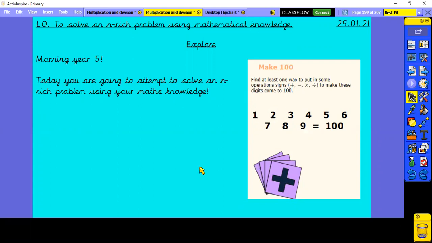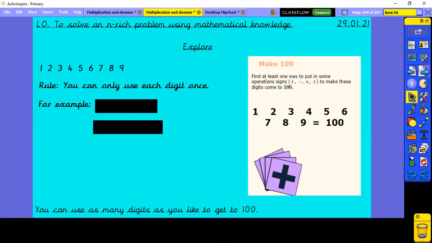Okay, so the NRICH problem you're going to be using today is called Make 100, and it involves adding, subtracting, multiplying and dividing, so all your numbers come together to make 100. Okay, we'll have a look at it in a bit more detail on the next page.